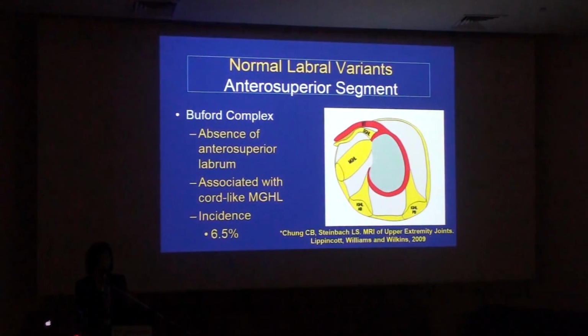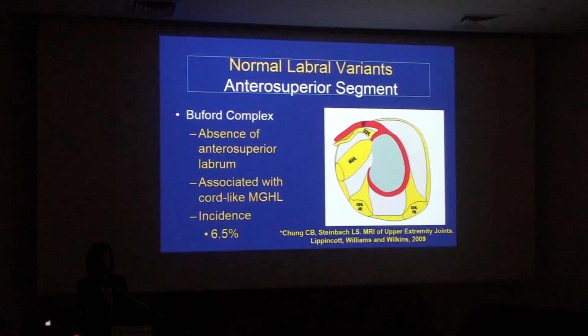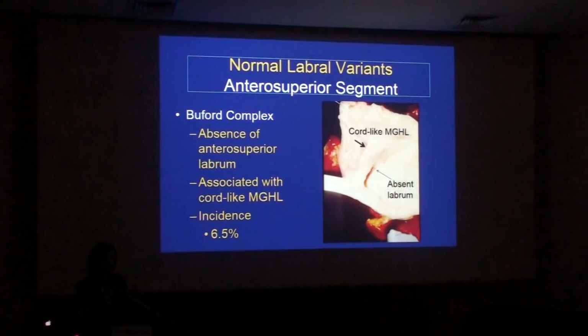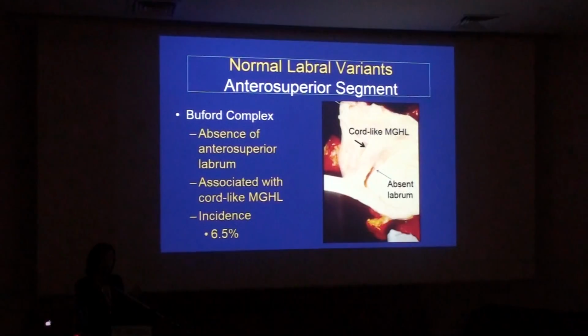The other thing that happens up here is the Buford complex, where you don't have any anterior superior labrum at all. And this is less common than the sublabral foramen. Mostly these are associated with a very large middle glenohumeral ligament, a cord-like middle glenohumeral ligament. And it looks like this on the cadaveric specimen, where you have the biceps at the top, the back of the labrum is here, and anteriorly there's no labrum at all, and this is that cord-like middle glenohumeral ligament, usually starting from the superior glenohumeral ligament or biceps and going down to the subscapularis tendon and muscle, and then going to the lesser tuberosity.